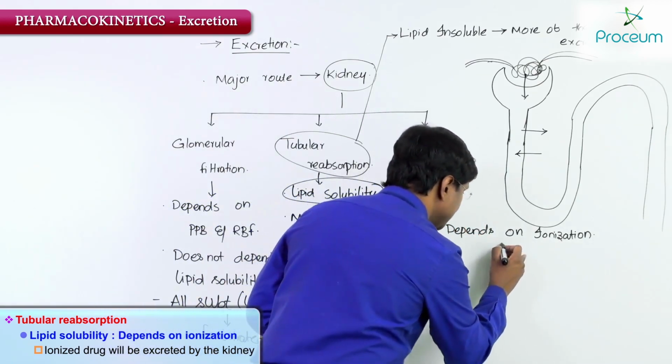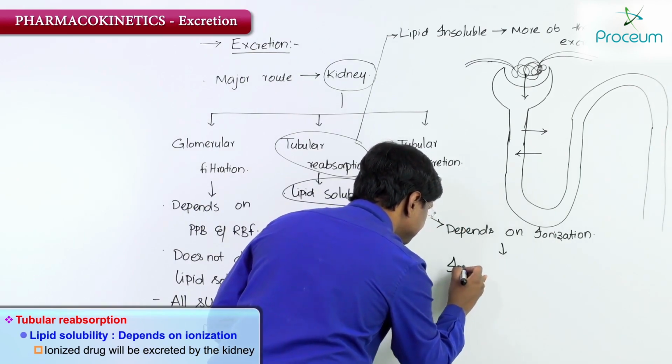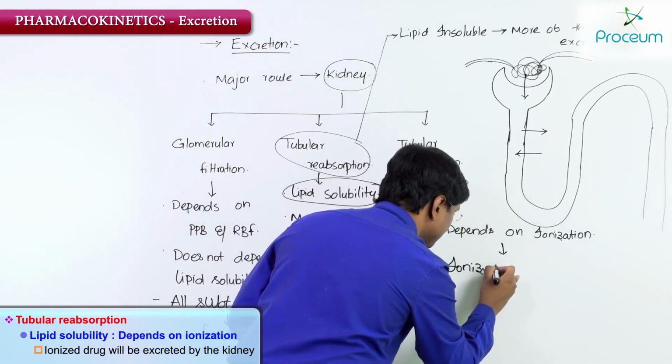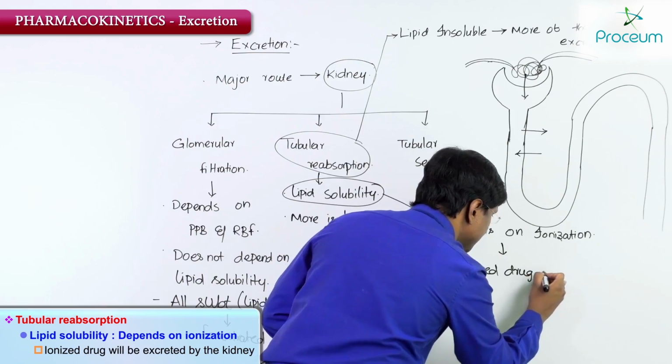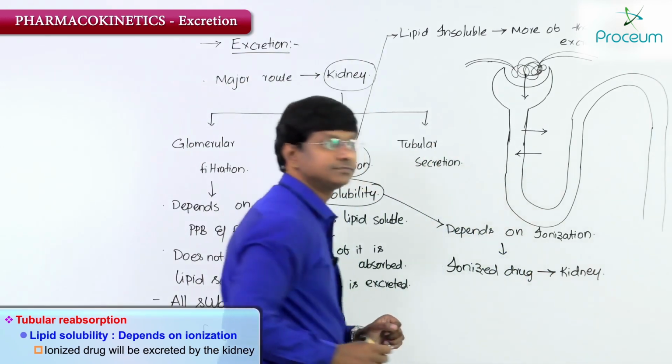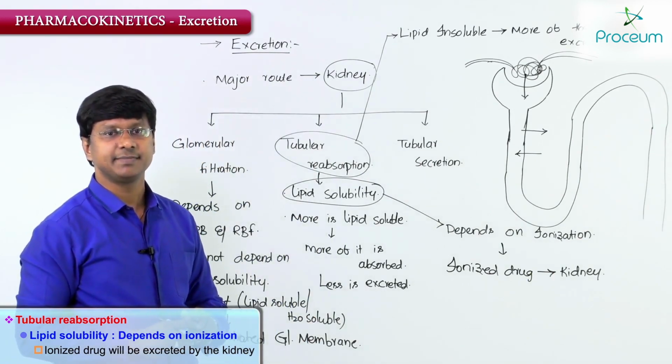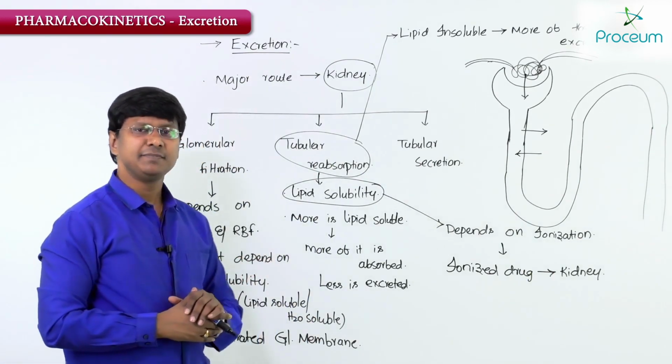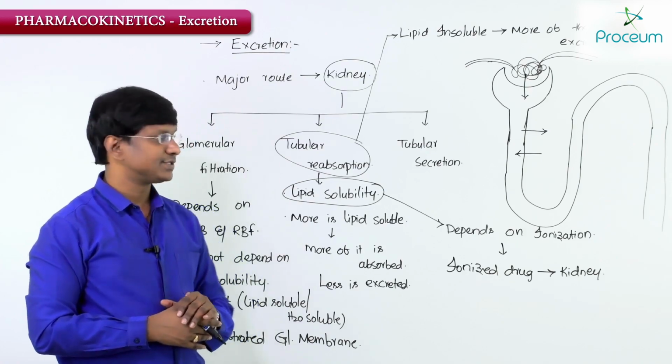The ionized drug is excreted by the kidney. Now let me quote some examples.